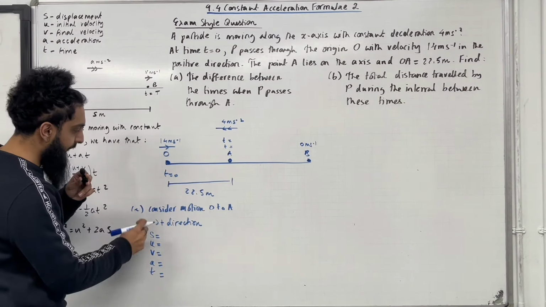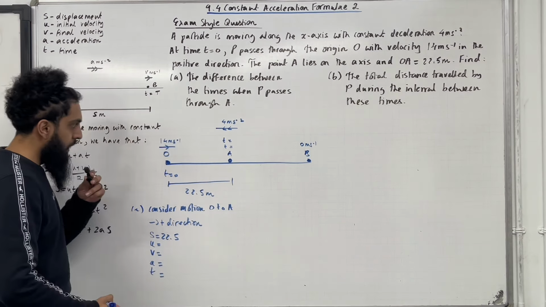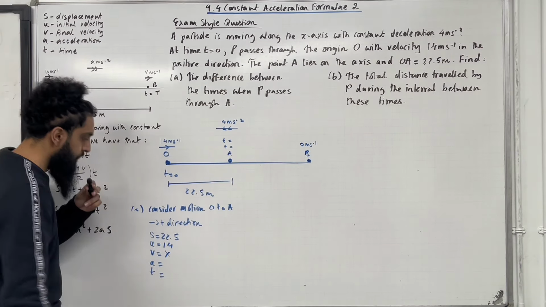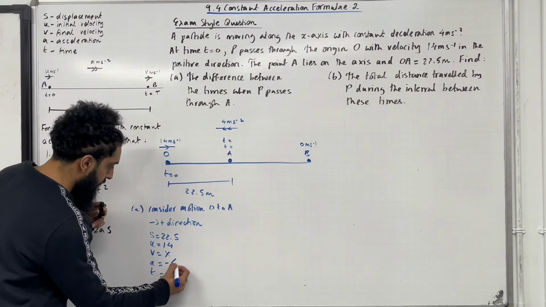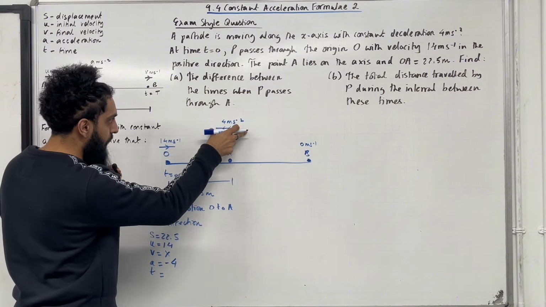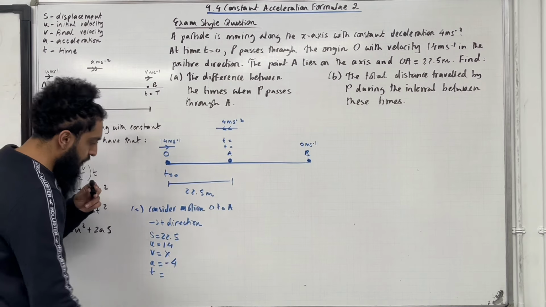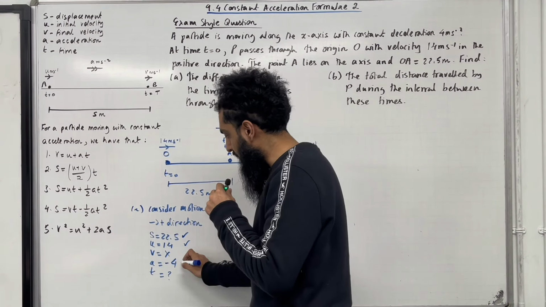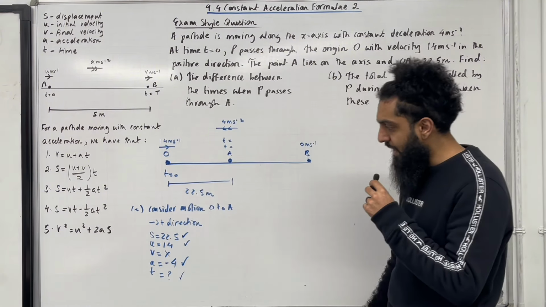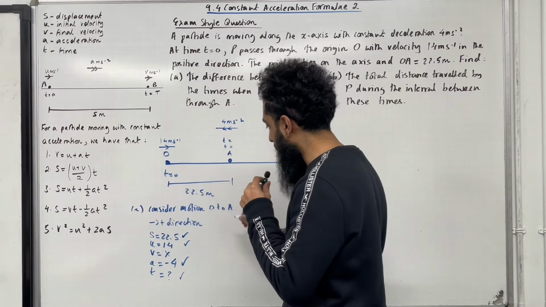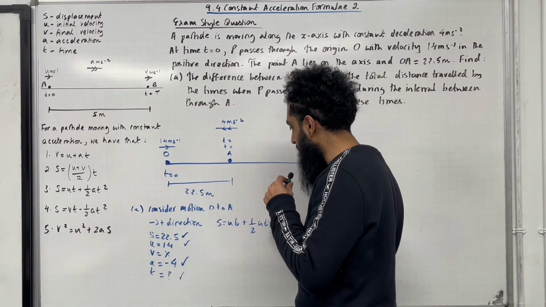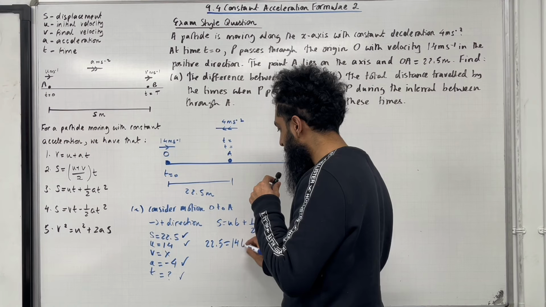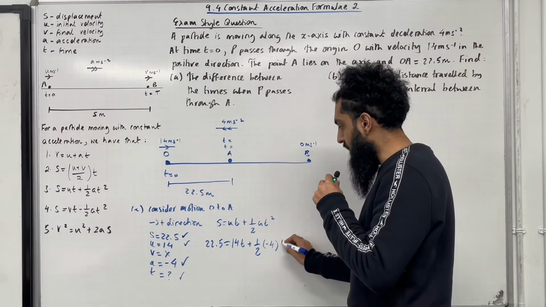From O to A, the s, the distance, is 22.5 meters. The initial velocity is 14 meters per second. We don't know the final velocity at A, so we can put an x there. The acceleration is basically minus 4, because remember, we're taking the right to be the positive direction, and the acceleration, or you could say deceleration, is acting to the left, so it's minus 4. And we're trying to work out the times. So we've got s, we've got u, we're not interested in v, we're interested in a, and we're interested in t. So the formula that fits s, u, a, t is going to be the third one: s equals ut plus a half at squared. Now we can substitute the values in. If we do this, we get 22.5 equals 14t plus a half multiplied by minus 4, and then we've got t squared. So let's clean this up.